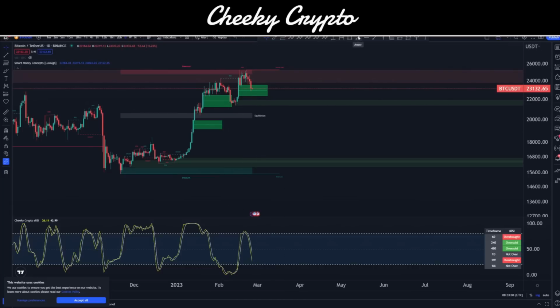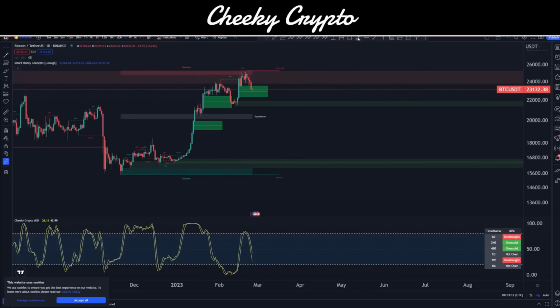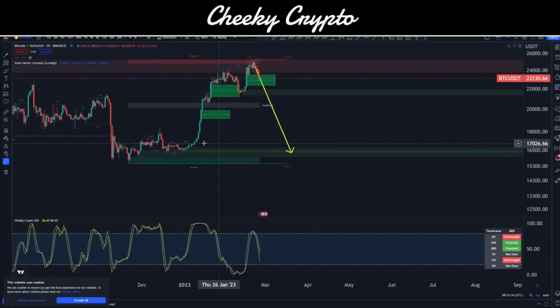There are natural, healthy corrections. And I do think that moving down towards 19,000 is a very healthy correction. There's nothing wrong with that. Moving down even towards this green area down here of $16,000 is reasonably healthy, because this is where the buyers are.